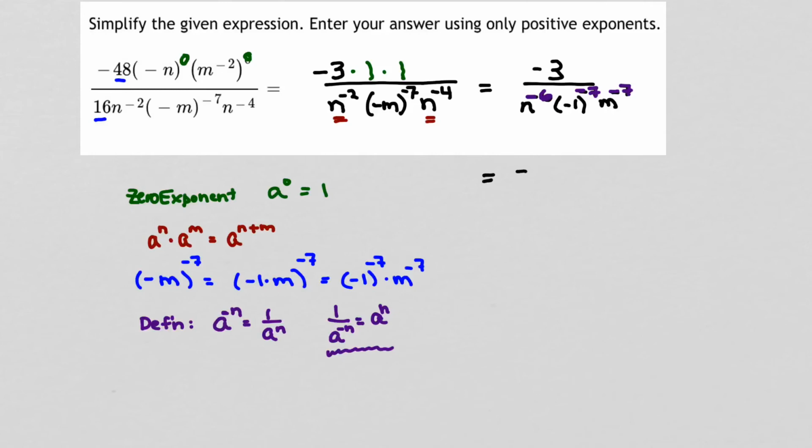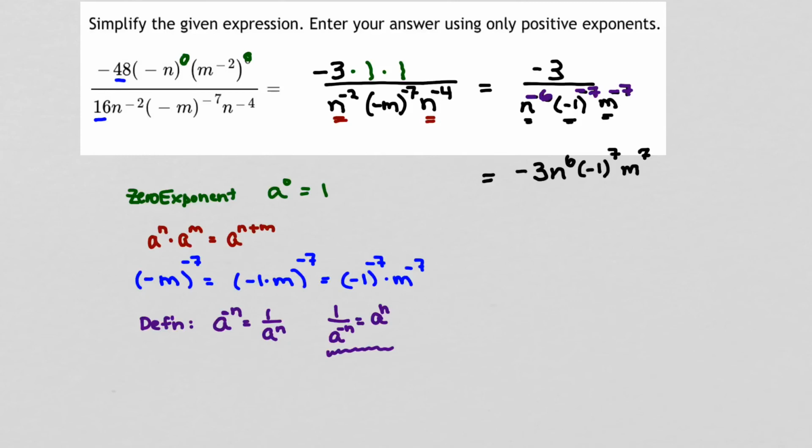I have negative 3 in the numerator, and now I'm going to bring up my n to the negative 6. I'm going to make it n, but make the exponent positive 6. The negative 1 is going to come up, so I'm going to have negative 1 not to the negative 7, but to the positive 7. And finally, the m is going to move up to the numerator, and that's going to become m to the positive 7.